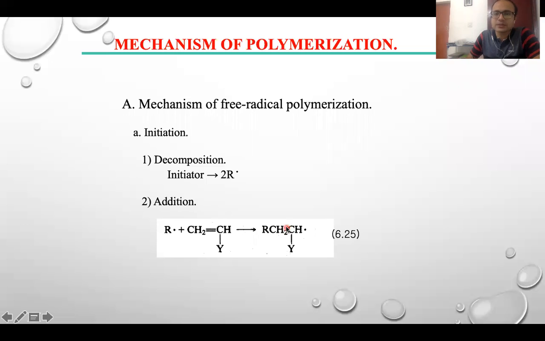Hello everyone. In the previous video, we looked into the various free radical initiators and different types of free radical initiators. Today, we will look into the exact mechanism by which free radical polymerization happens.